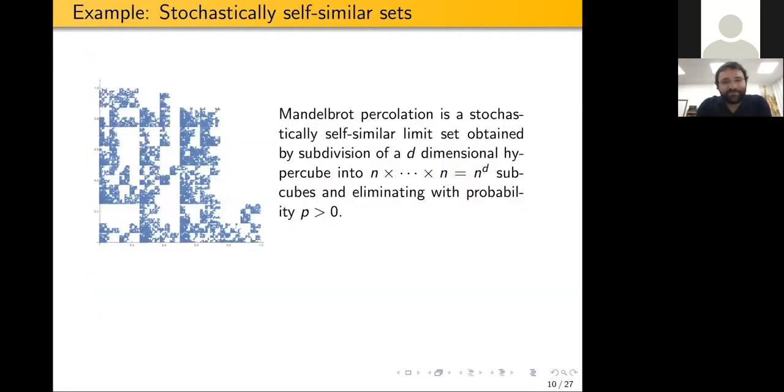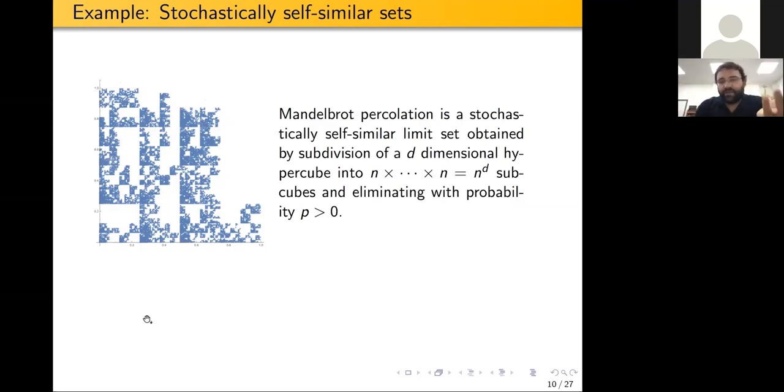Okay, so the other big thing I want to talk about is random metric spaces. Maybe the first example that you might encounter is something called Mandelbrot percolation. What you do is start with a unit cube in D dimensions, let's say the unit square. You divide it into n by n bits, so here into 2 by 2 bits, and then you end up with these 4 squares, n to the d squares. And you want to eliminate each of them with probability p, independently of the rest.